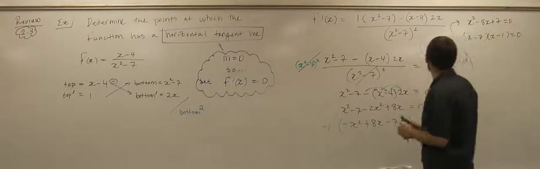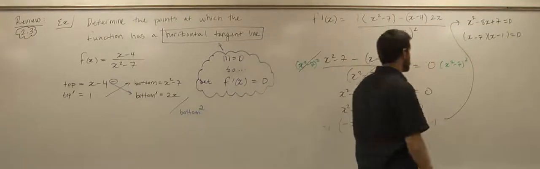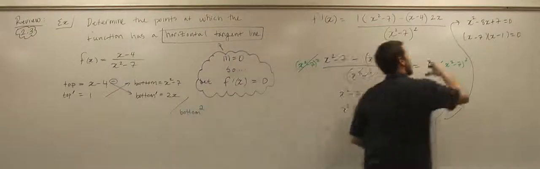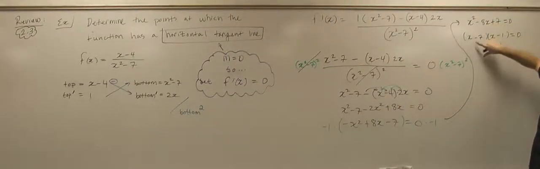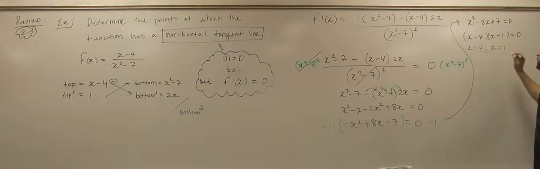This is x minus 7 times x minus 1. You can factor or use the quadratic formula. If you factor, it's pretty quick, and you get x equals 7 or 1.